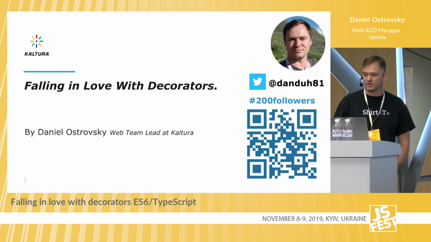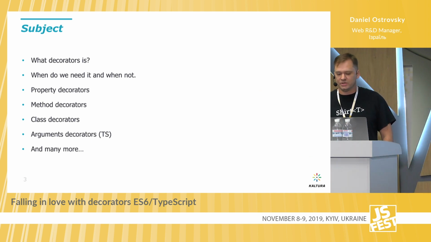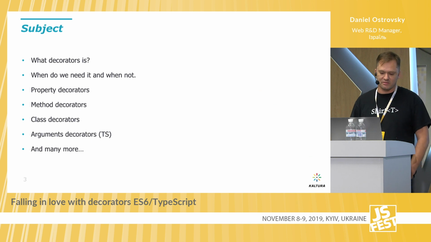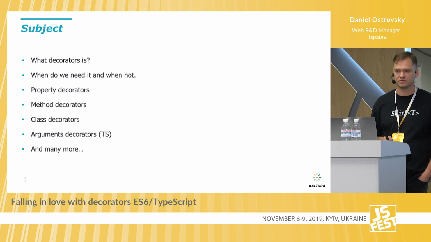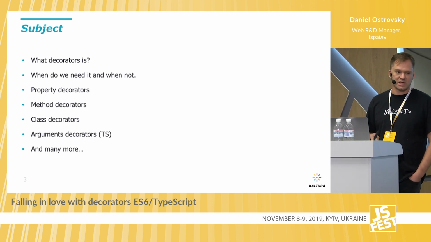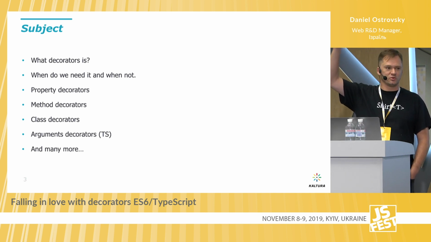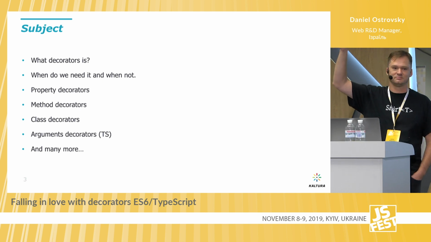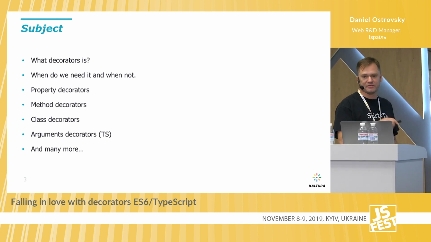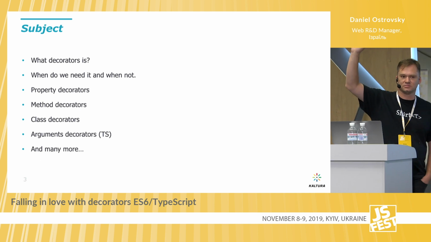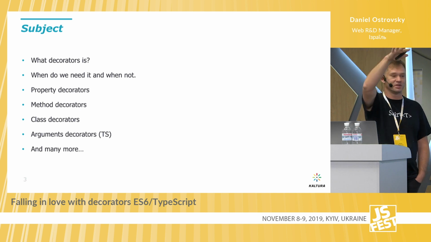And today we will talk about decorators. What a decorator is, when we do need it and when actually not. We'll cover property decorators, method decorators, and class decorators. Hopefully, if we have enough time, we will also touch on arguments. But it's only TypeScript. By the way, who are TypeScript lovers? So I can show all the examples in TypeScript? Not all of them, but some of them. Who are Angular lovers? Object-oriented lovers? Functional programming? You can go eat.